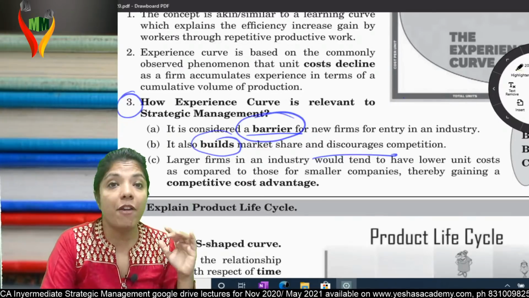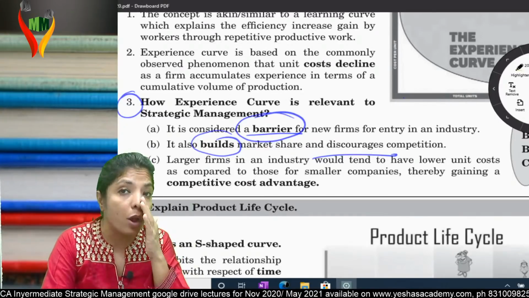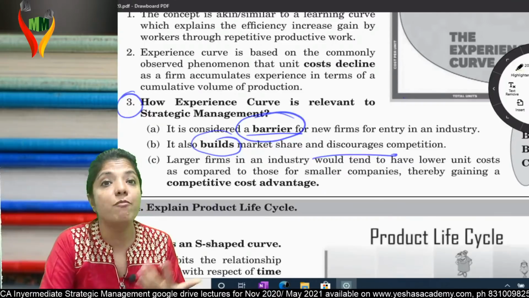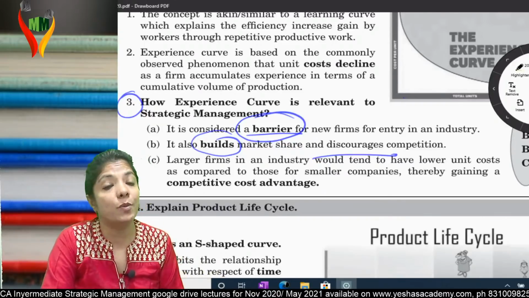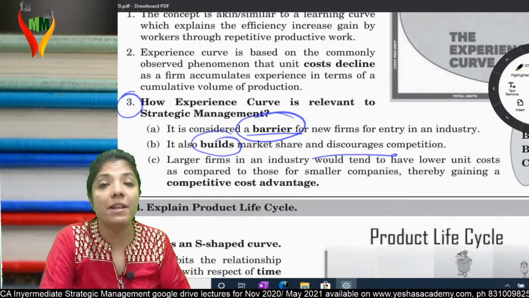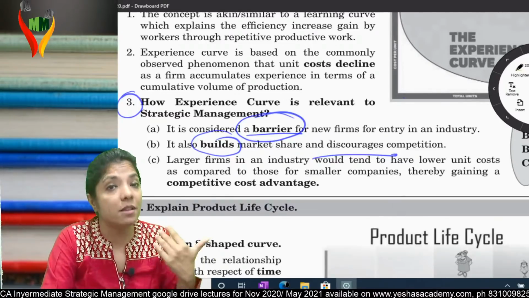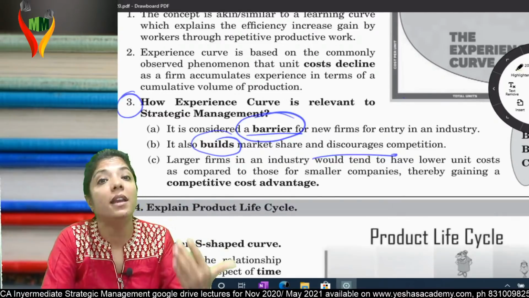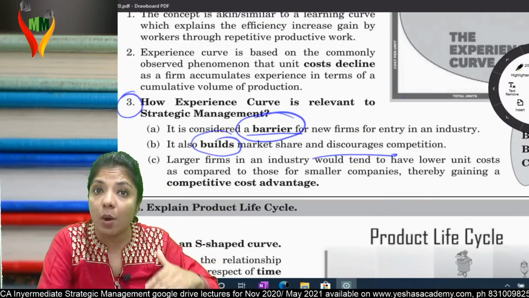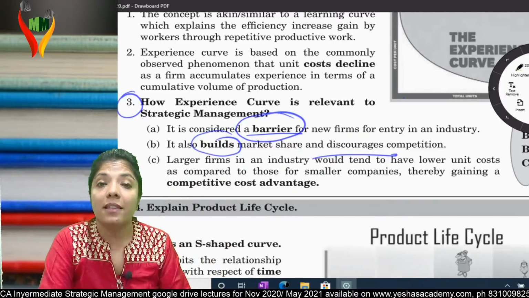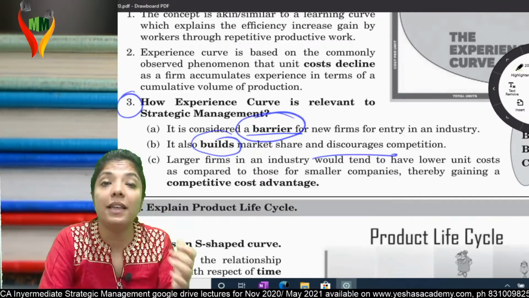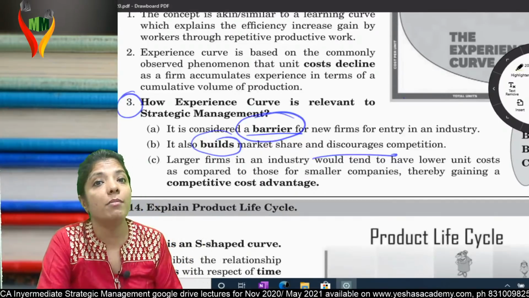And third, if I compare a big company and a small company, big companies will have more orders, small companies will have fewer orders. When big companies have more orders, they will be doing the same thing again and again, so the cost will come down as compared to a small company. That means big companies are better than small companies in terms of cost.